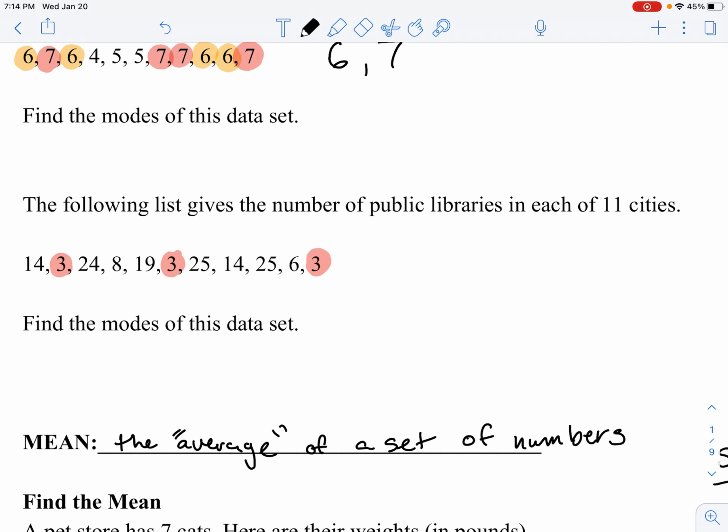The following list gives the number of public libraries in each of 11 cities. I saw that there was 3 3s. There's no other number in there that occurs 3 times, so 3 would be our only mode for that one.